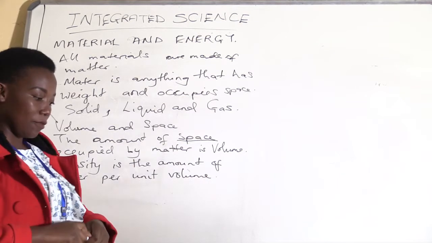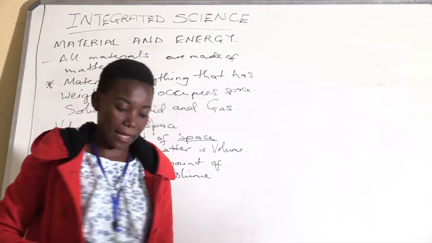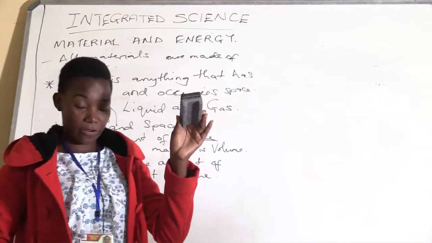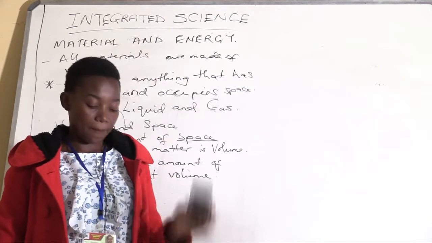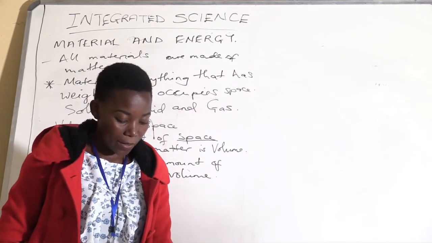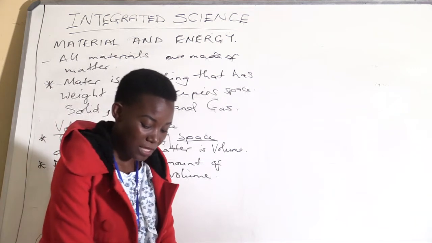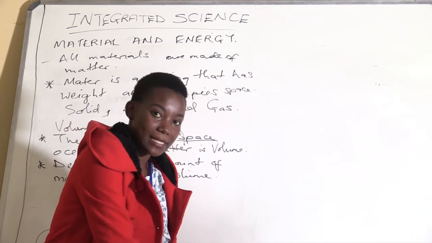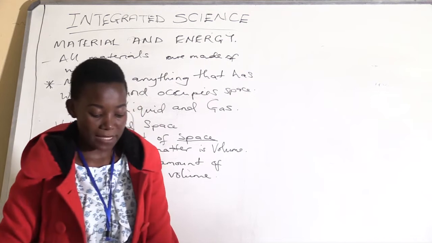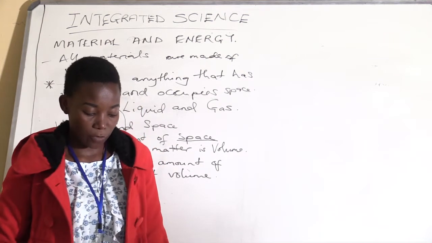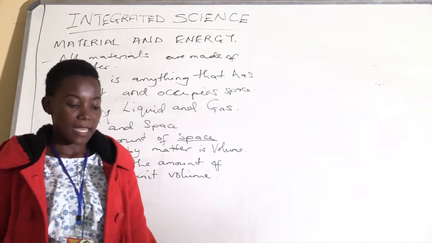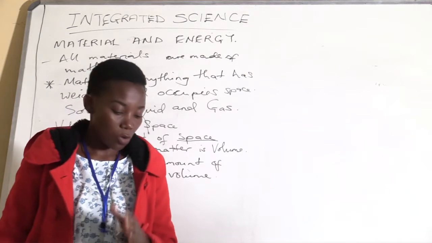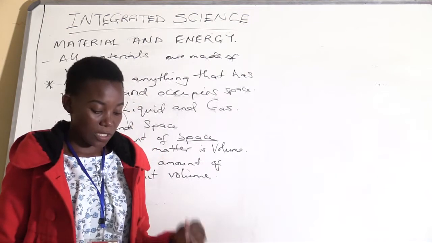Now let's understand this. If I am saying that volume is the space occupied by matter, and I've said that this is a material, meaning it contains matter. Volume is the space occupied by matter. So obviously the volume will be this space that my duster is occupying. The space that my duster is occupying is the volume. And now I'm saying that density is the amount of matter per unit volume.